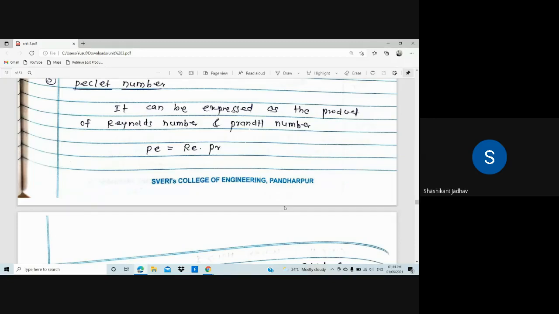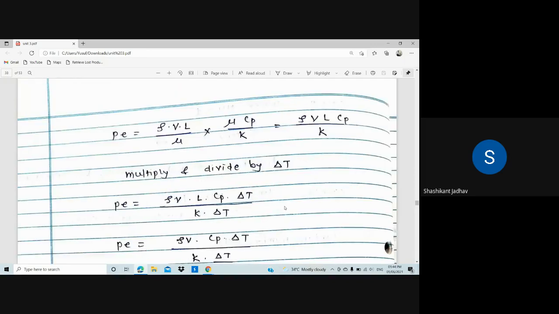So therefore write down, Peclet number is denoted by P. So P, that is Peclet number, is equal to Reynolds number into Prandtl number. Then write down the equation of the Reynolds number, rho VL by mu, and the equation of the Prandtl number, mu Cp by K. So in that form we have to write down the Peclet number.